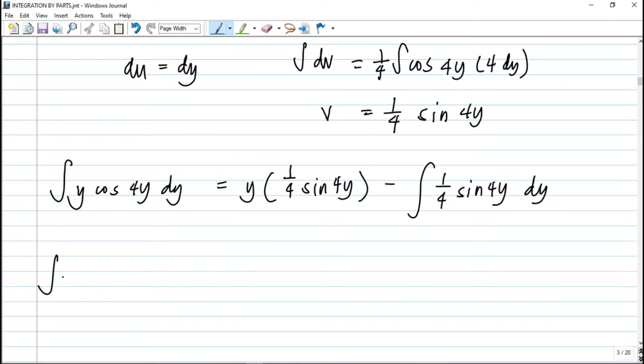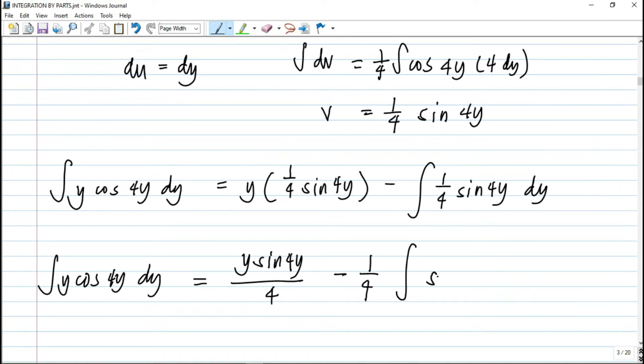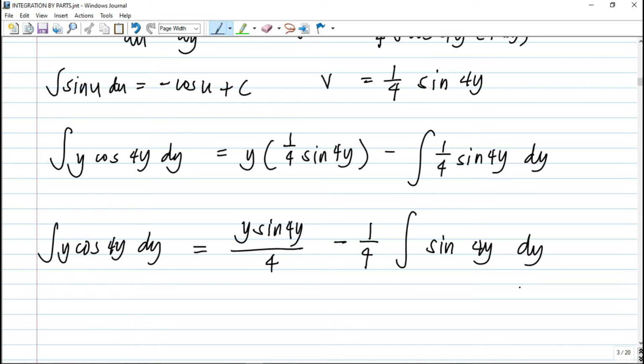So the integral of y cosine 4y dy equals y sine 4y over 4, minus 1/4 (we take the constant out) times the integral of sine 4y dy. Then we use the formula again for the integral of a trigonometric function: integral of sine u du equals negative cosine u plus c. Here, our inside function is 4y, and the derivative of the inside function is 4 dy.